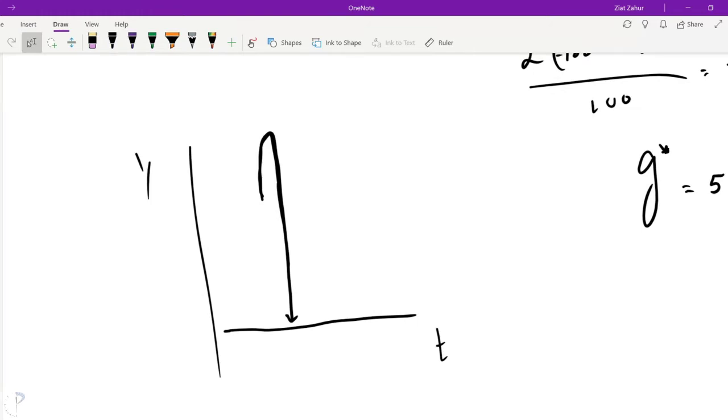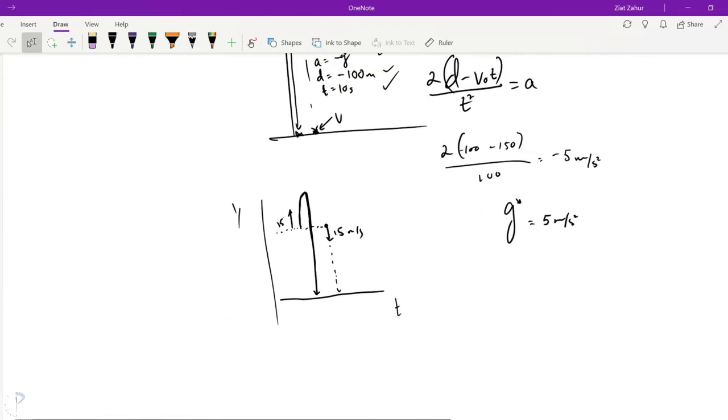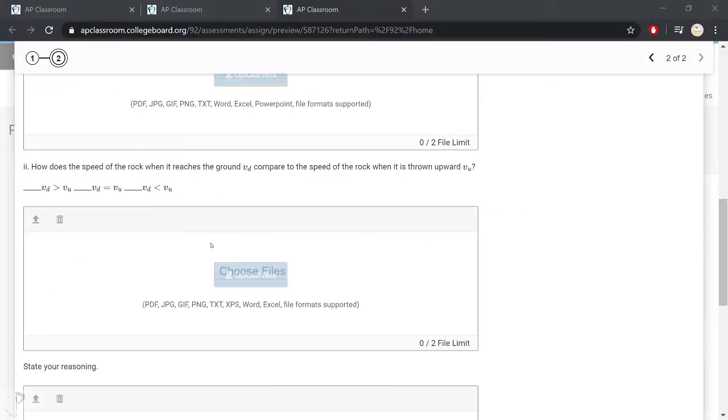Of course, when you go upwards at 15, by the time you come back to the same height as the cliff, you're going to go downwards at 15. And so you're starting with a negative 15 meters per second, and you're going to accelerate for 100 meters worth of distance. Of course, since you have time to accelerate, you're going to go faster. Faster, faster, faster.